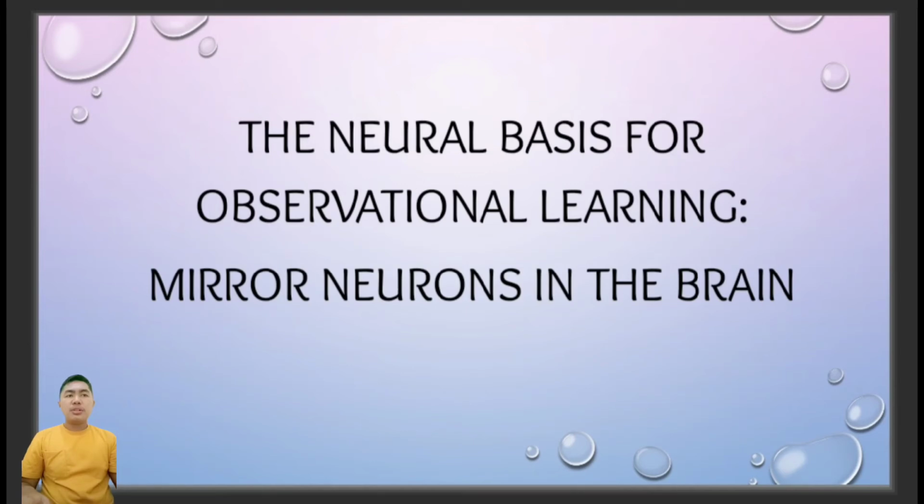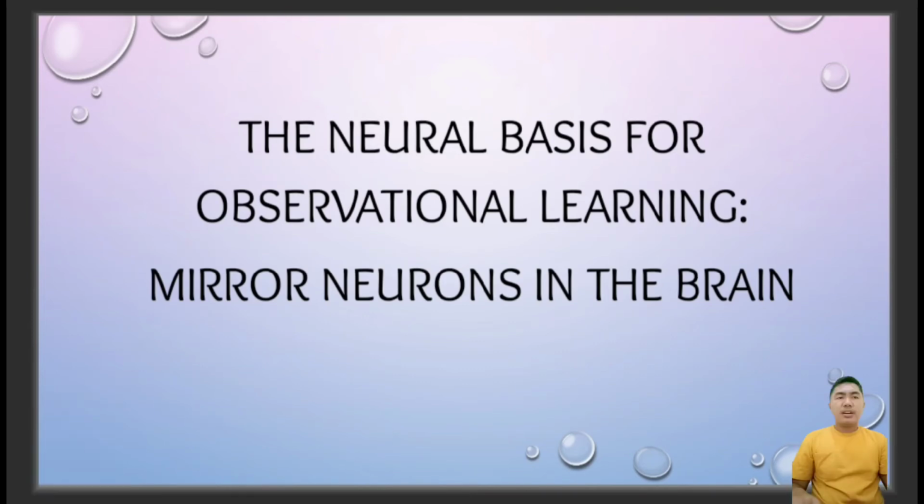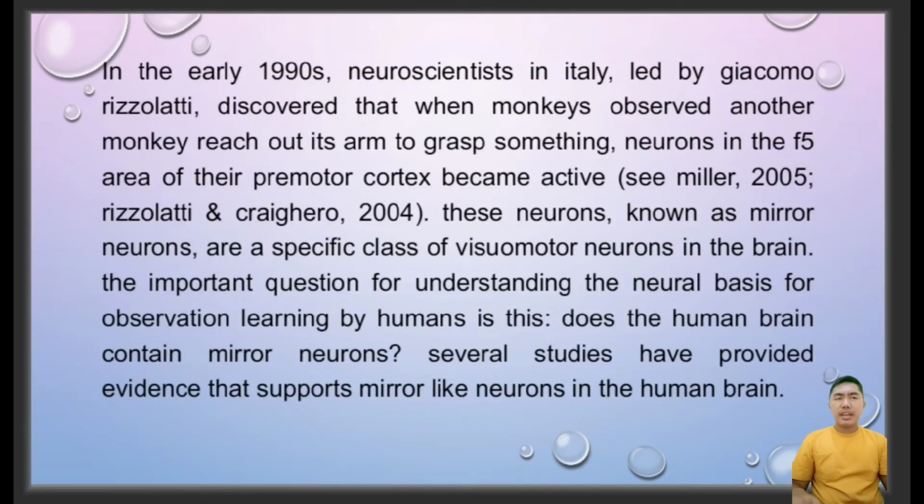Next, the neural basis for observational learning: mirror neurons in the brain. In the early 1990s, neuroscientists in Italy, led by Giacomo Rizzolatti, discovered that when monkeys observe another monkey reach out its arm to grasp something, neurons in the F5 area of the premotor cortex became active.